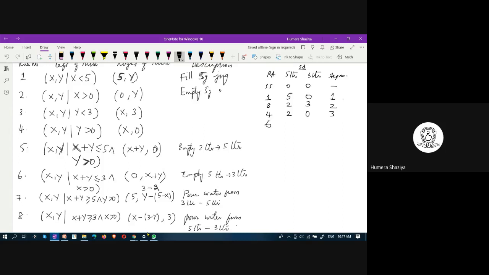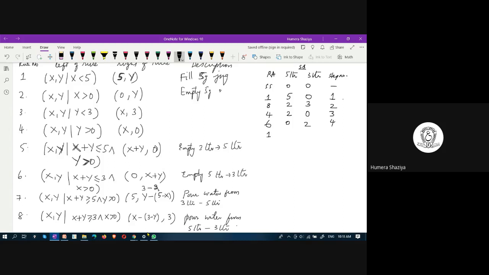In rule number 6, it says that you are emptying 5 liter into 3 liter. How much ever amount of water 5 liter jug has, essentially, you are emptying it into 3 liter. So 5 liter would become 0. You see here it is 0. And 3 liter is also 0. 0 plus, from x you are getting 3. No, you are getting 2 because 5 liter has 2. So x value is 2. 2 plus 0 is 2. 3 liter jug got 2 liter water. That is step number 4.